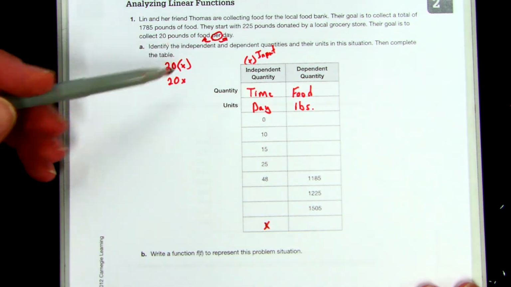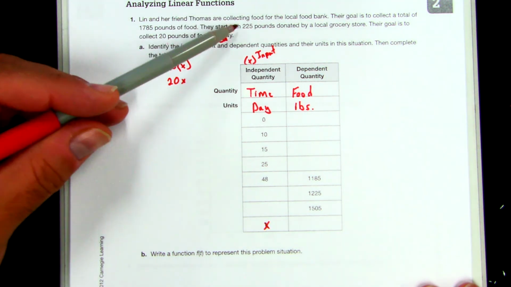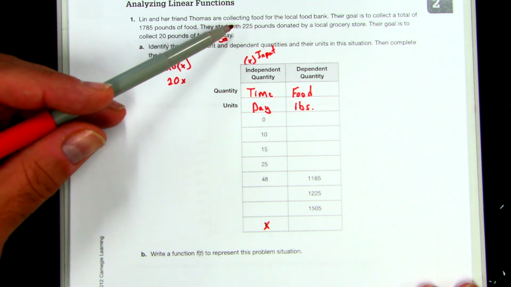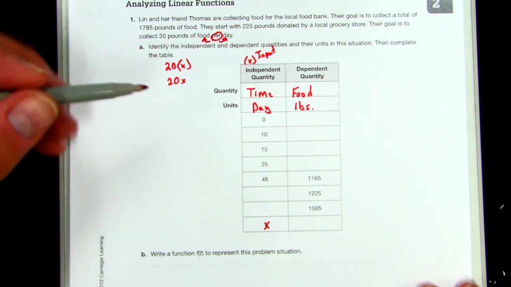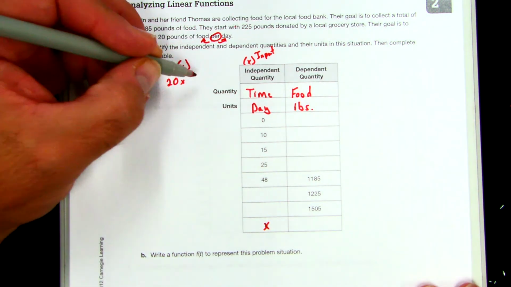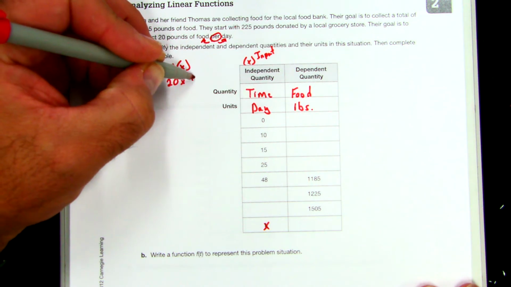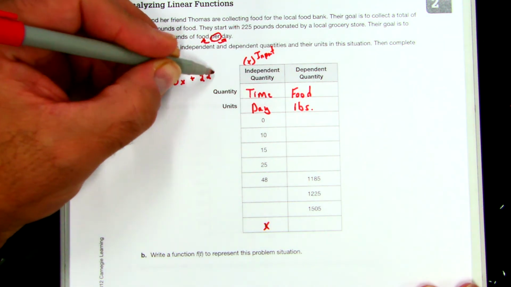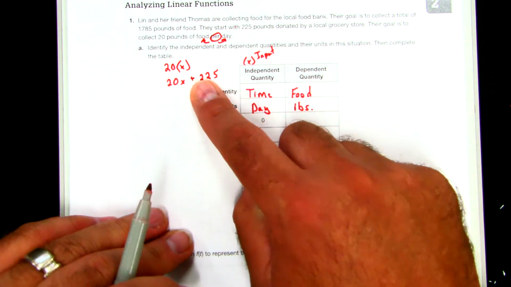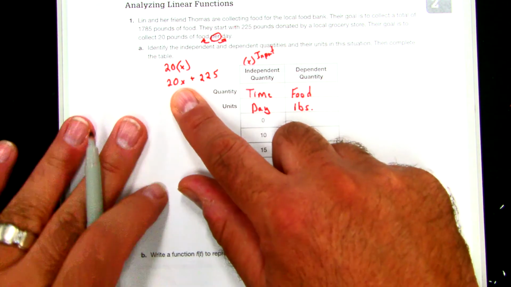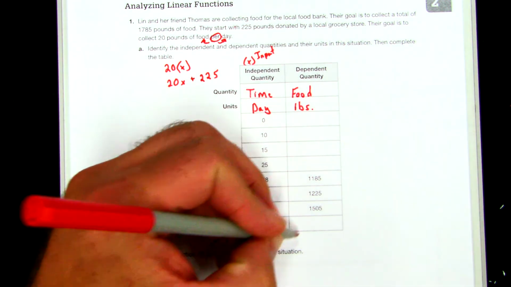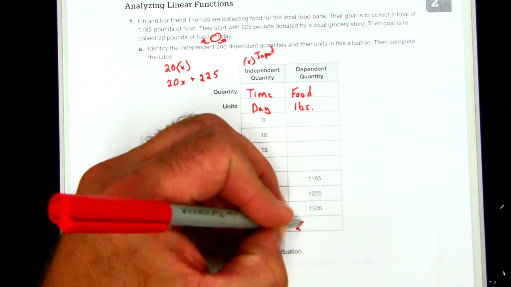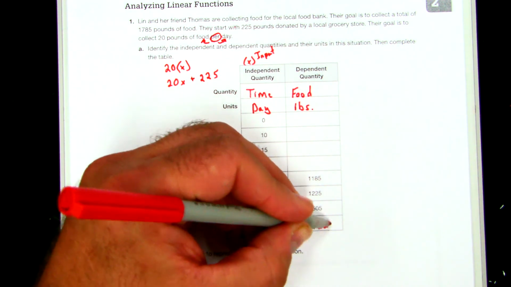Okay. The problem is we started with how much? 225 pounds of food. So, is this starting with 225 pounds of food? No, it's not. So what do I have to add to this? Correct. I have to add 225 pounds of food because I'm starting with this much already, and then I'm going to add to it. Okay. So my expression down here is 20x plus 225 pounds.